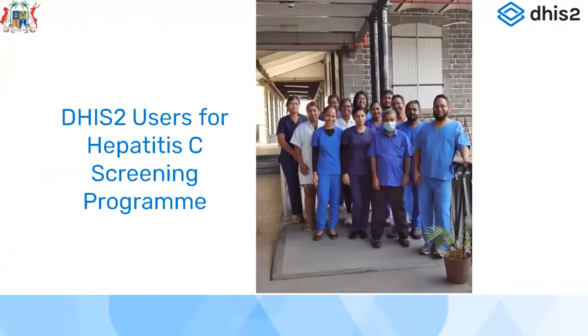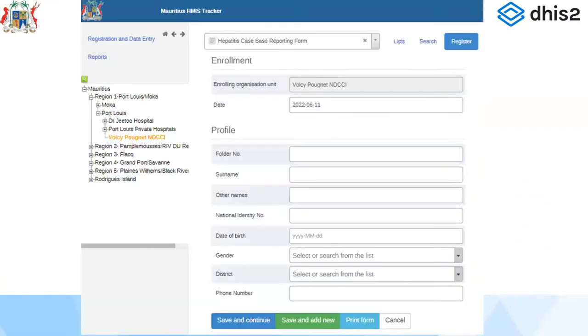This is the team for hepatitis C surveillance. We have doctors, physicians, and nursing aides, all working together in DHIS2 for data capture, analysis, and reporting. They report to the central level and the central level reports to WHO and other stakeholders. They are the primary persons who are on the field to collect and record HCV data on DHIS2. This is a case-based form.